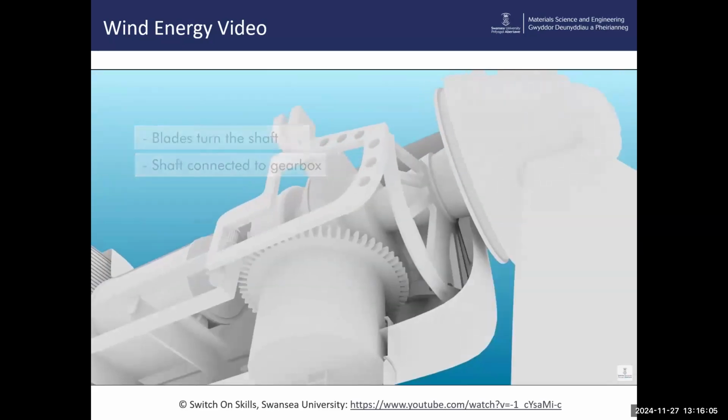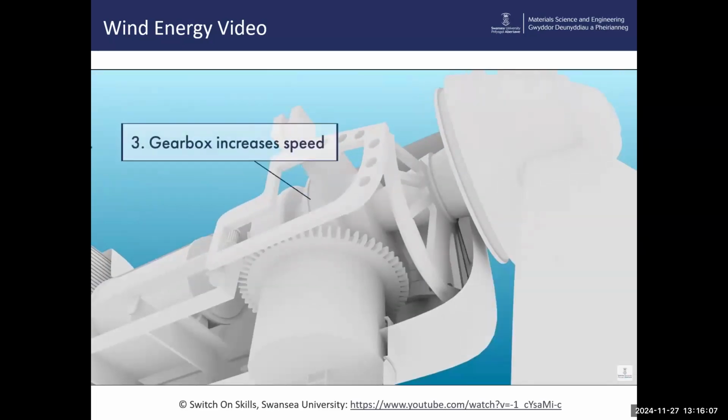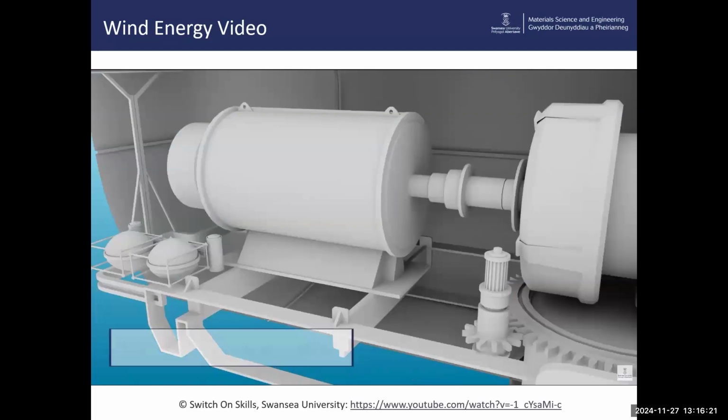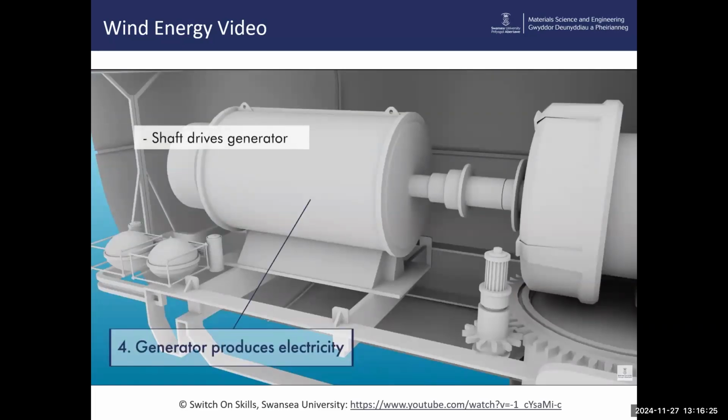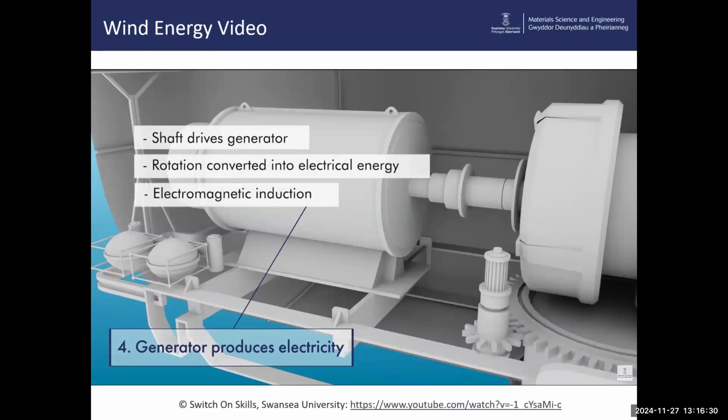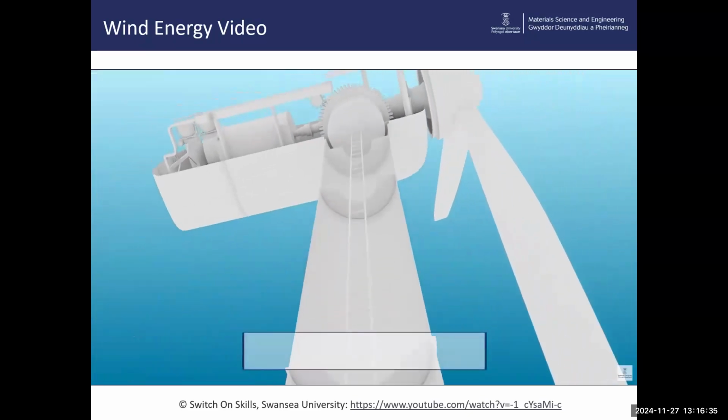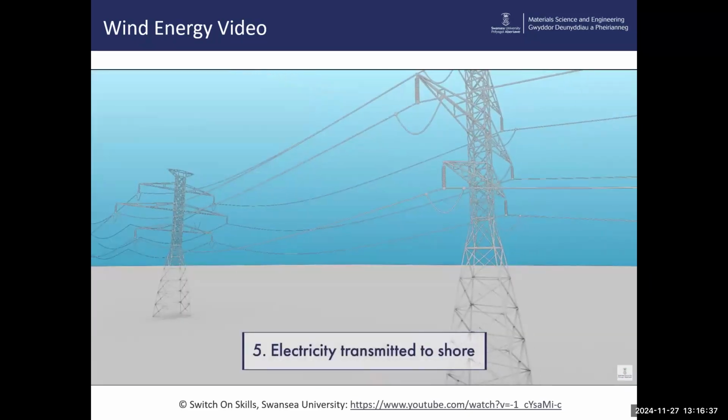Gearbox increases speed. The gearbox increases the rotational speed from about 30 to 60 rotations per minute to around 1000 to 1800 rotations per minute, which is suitable for generating electricity. Generator produces electricity. The high-speed shaft drives the generator. Inside the generator, the mechanical rotation is converted into electrical energy through electromagnetic induction, and finally, electricity is transmitted to shore.